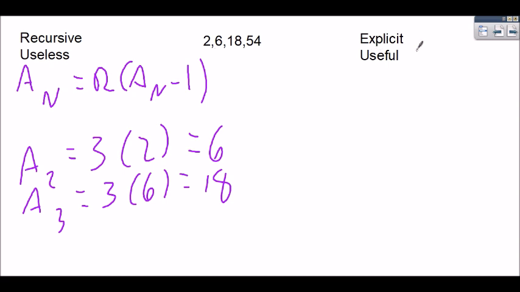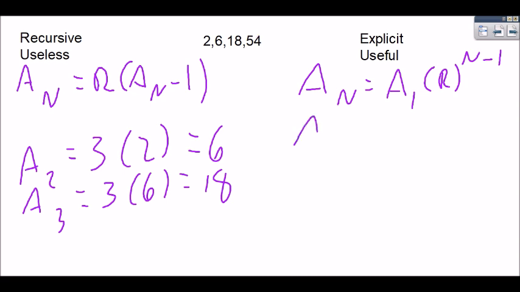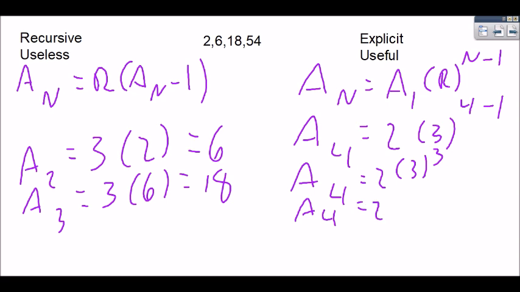Explicit form, this is our equation. This means every term is equal to the first term times the rate to the power of the term we're interested in minus 1. So let's say we're interested in this fourth term. So we would say a sub 4 is equal to a sub 1, our first term, is 2. Our rate is 3, and we care about the fourth term. The fourth term is 54.